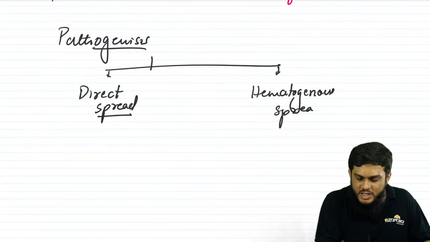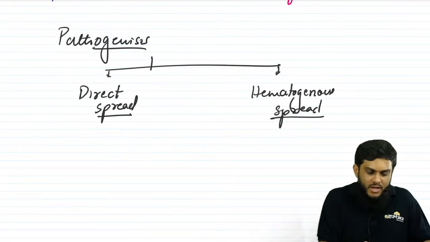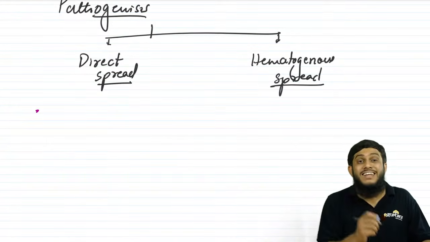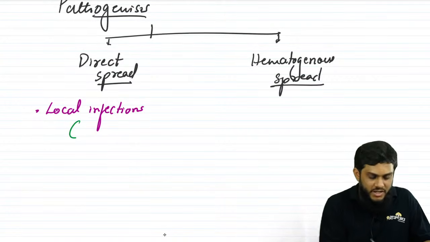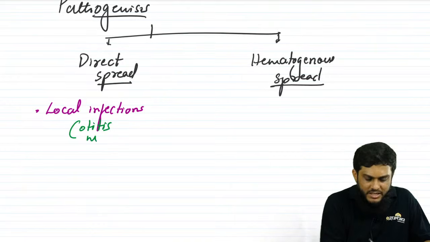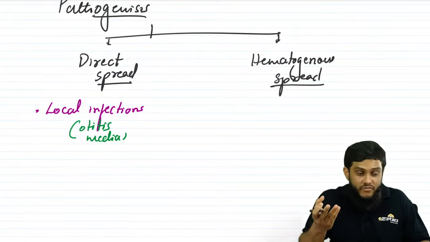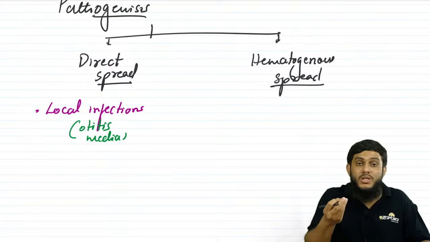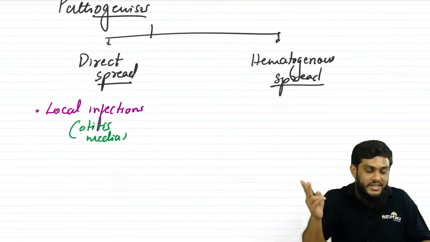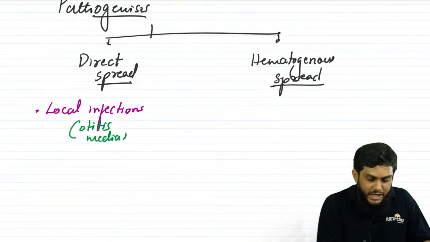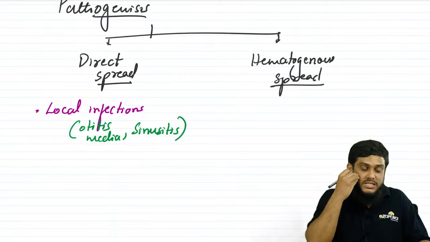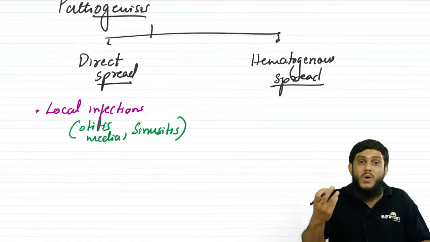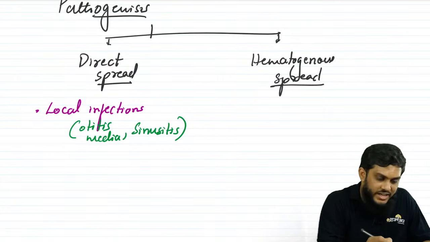So what do you mean by direct spread or hematogenous spread? If we talk about direct spread, any local infections, for example, otitis media, middle ear infection. Somebody is suffering from middle ear infection. From that, the bacteria can go to the brain and can cause meningitis. Right? Direct spread from the local surrounding infections. And sinusitis, somebody is suffering from sinusitis. The bacteria from the sinuses can spread to the brain and can cause meningitis. So local infections cause local spread. That is the direct spread, one example.